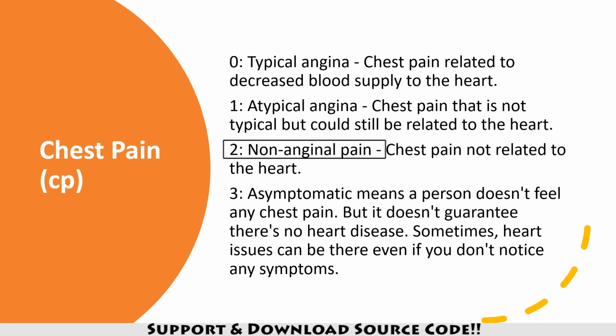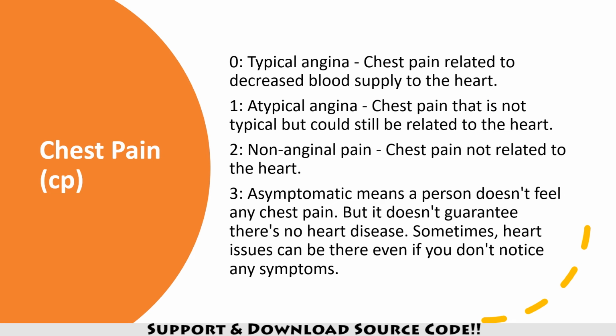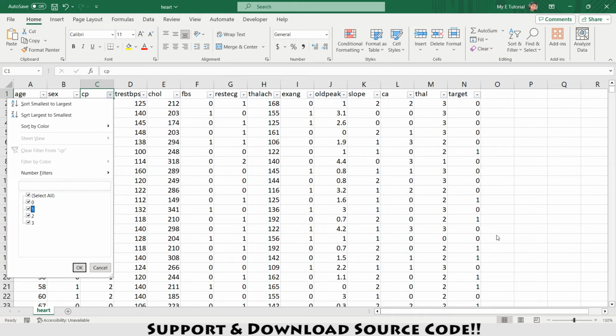Non-anginal pain is chest pain not related to the heart. Asymptomatic means a person doesn't feel any chest pain, but it doesn't guarantee there's no heart disease. Sometimes heart issues can be there even if you don't notice any symptoms. So in my column, 0 means typical angina, 1 means atypical angina, 2 means non-anginal pain, and 3 means asymptomatic. So here you can see 0, 1, 2 and 3.